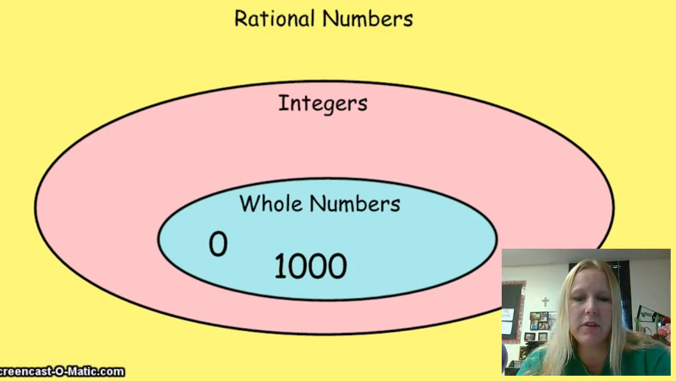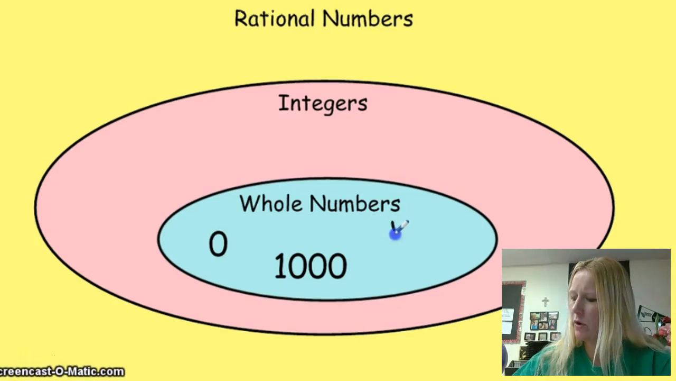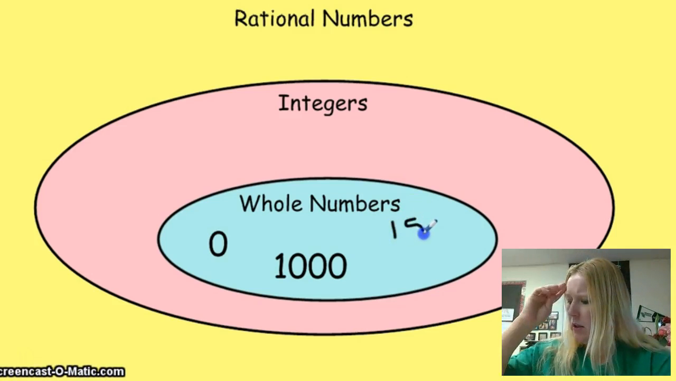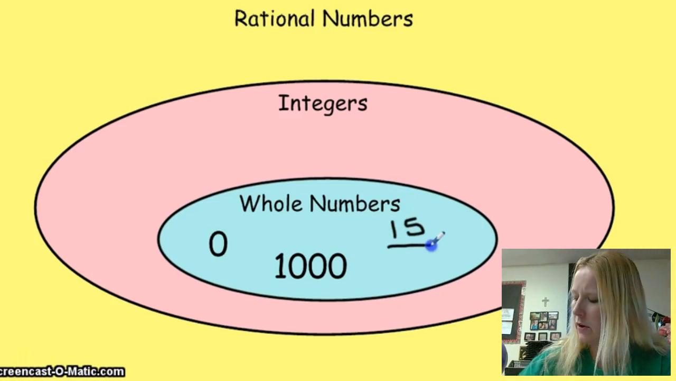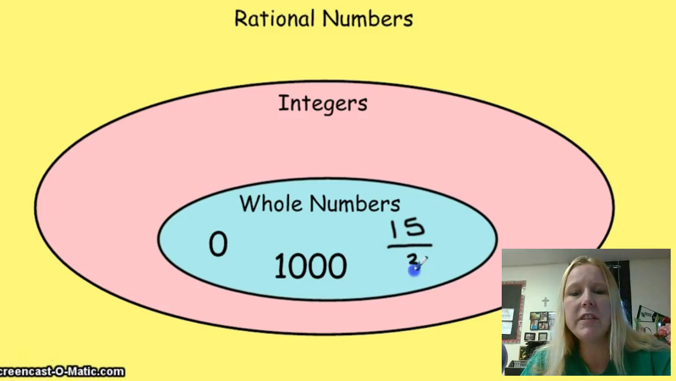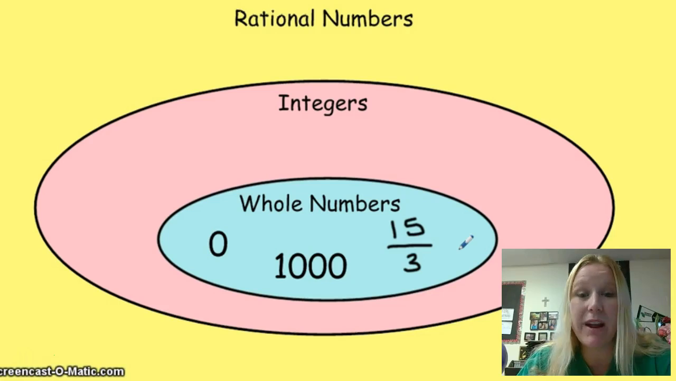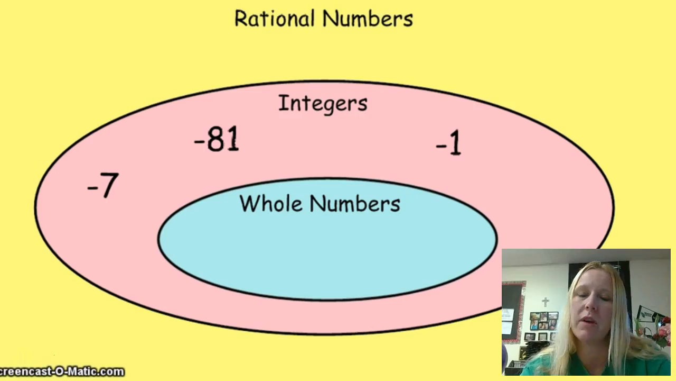So here are our examples. I already told you 0 and 1,000. Let me write down 15 thirds. Your 15 thirds, you're thinking, oh, that's form a/b, that's a rational number. And it is a rational number, but it can be simplified to just 5, so it is also a whole number. So that's why it's inside rational numbers and it's inside whole numbers.